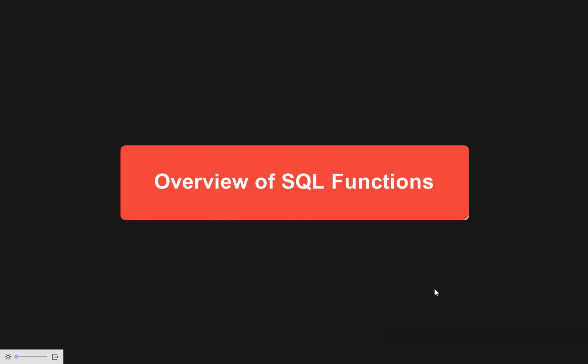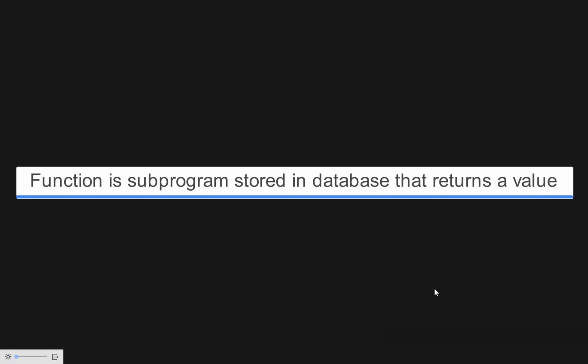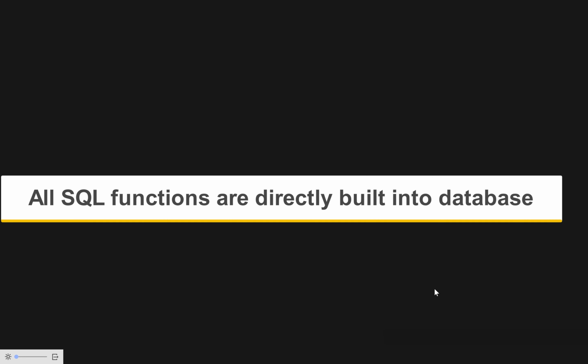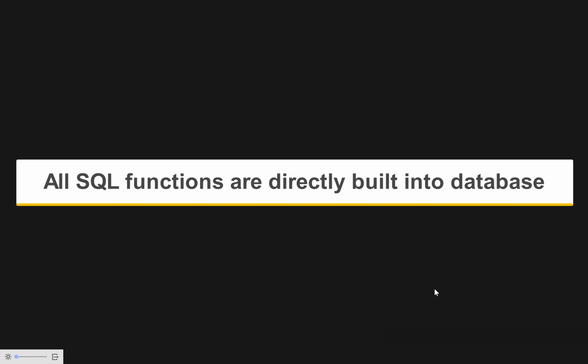Now, whenever you see this slide, the first question that comes to your mind is: what exactly is a function? A function is nothing but a subprogram stored in the database. Whenever you install any database, like Microsoft SQL, Oracle or MySQL databases, these subprograms are automatically available. All these functions are built into the database. It means whenever you install a database on your local system, all these functions are available by default.